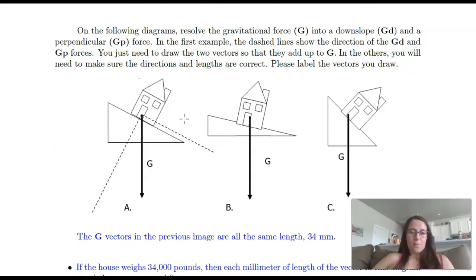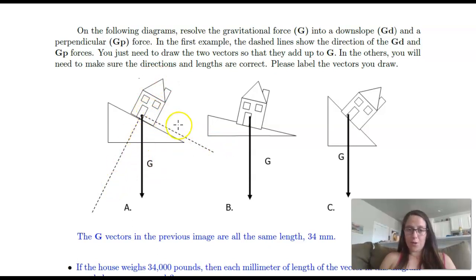Alright, so next up. On the following diagram, so these ones right here, resolve the gravitational force G, which is shown to you in all 3 of those diagrams, into a downslope force and a perpendicular force. So those are the 2 components of gravity. Okay. So in the first example, this one right here, the dashed lines here and here show the direction of the gravity downslope force and the gravity perpendicular forces.